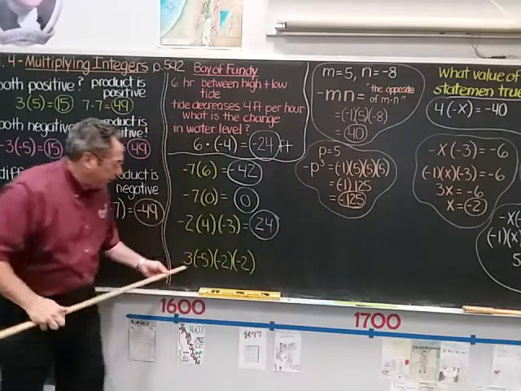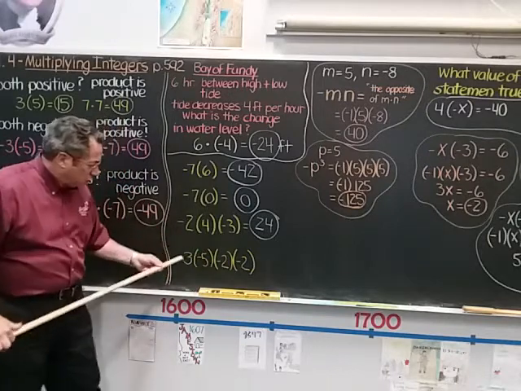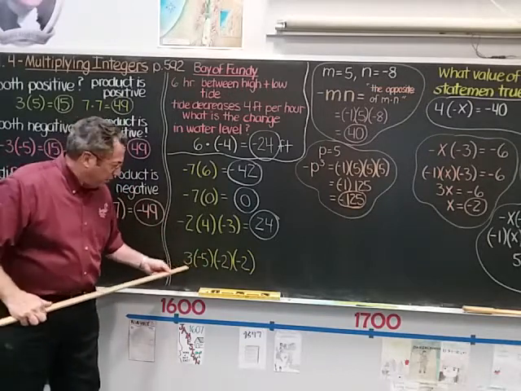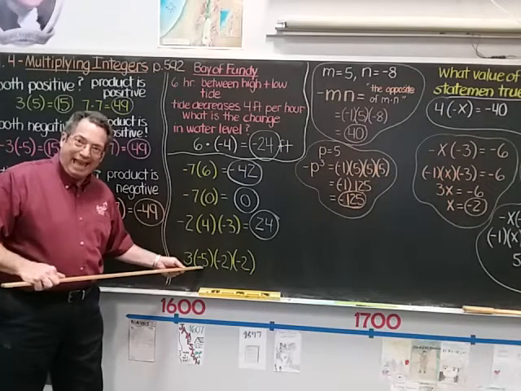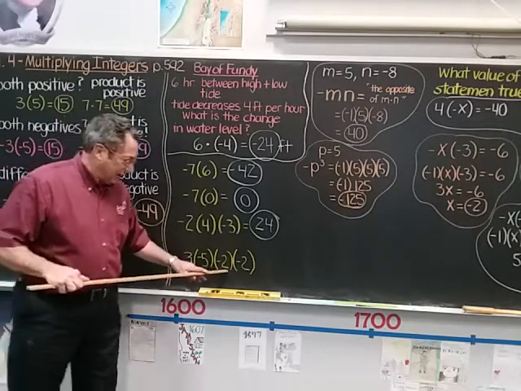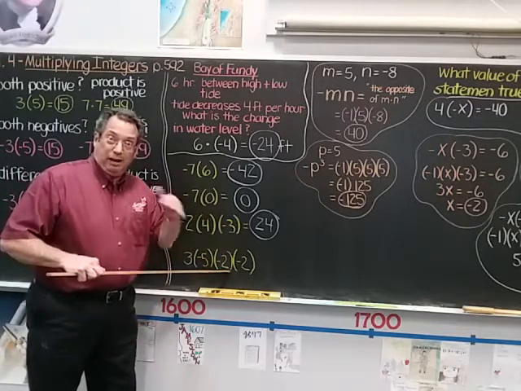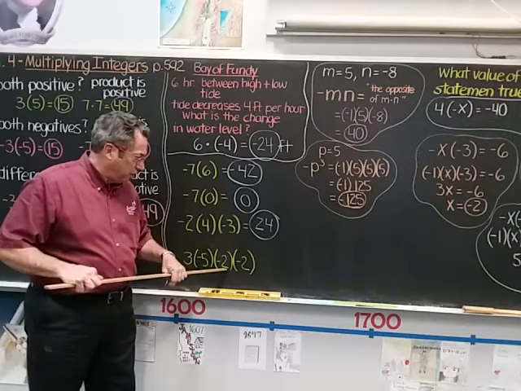How about this one? 3 times negative 5 times negative 2 times negative 2. All right, let's start out going left to right. 3 times negative 5 is negative 15, because I got a positive times a negative. Negative 15 times negative 2 is a positive 30. 15 times 2 is 30. Negative 15 times negative 2 is positive 30.